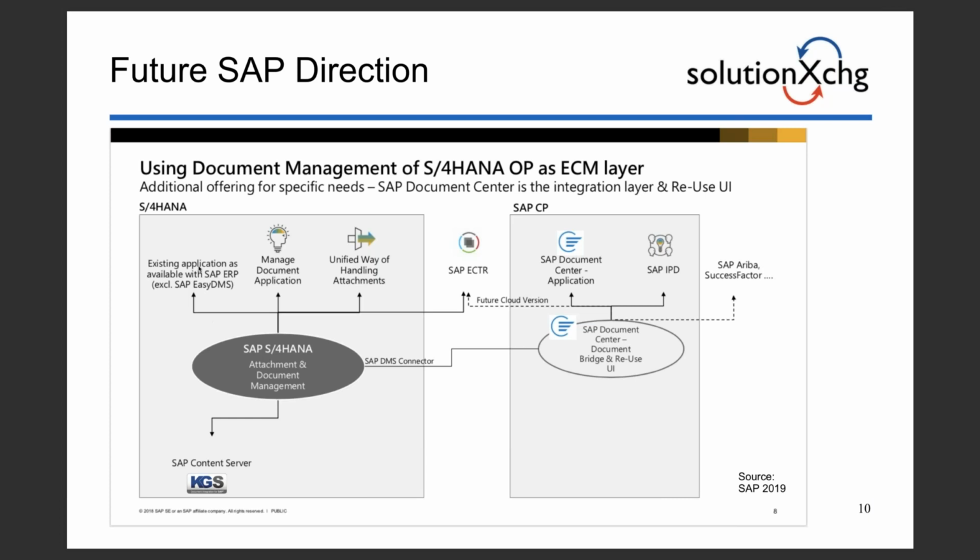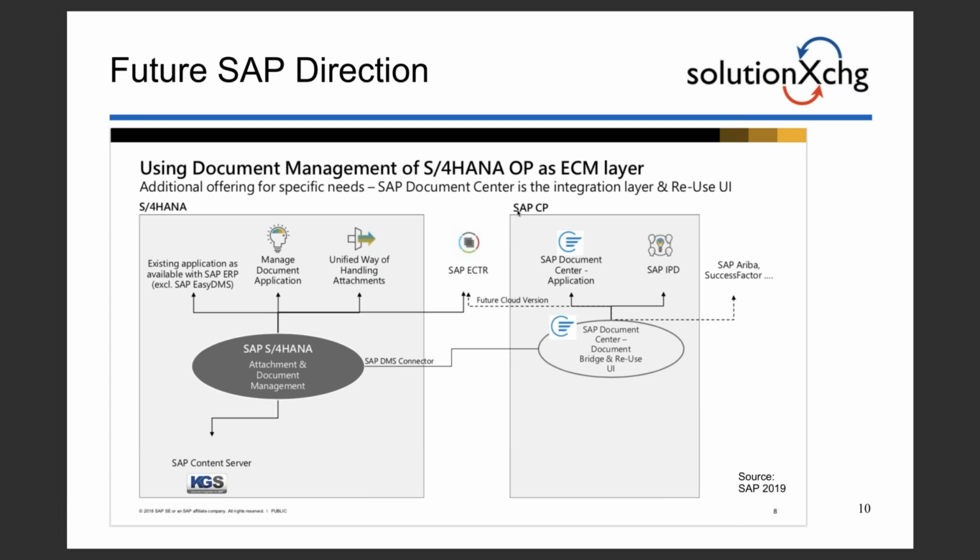So we have existing applications that are available with SAP ERP. We have special managed document applications SAP is providing, as well as a unified handling of attachments that integrates with all the modern SAP interfaces, mobile documents, Fiori interfaces, and so on. And all of that is based on the SAP S/4HANA attachment and document management functionality. There is also an SAP DMS connector that bridges to the SAP Document Center.